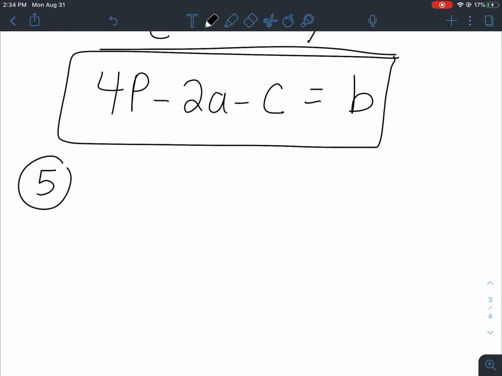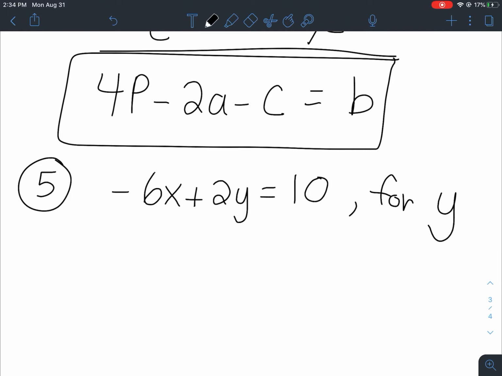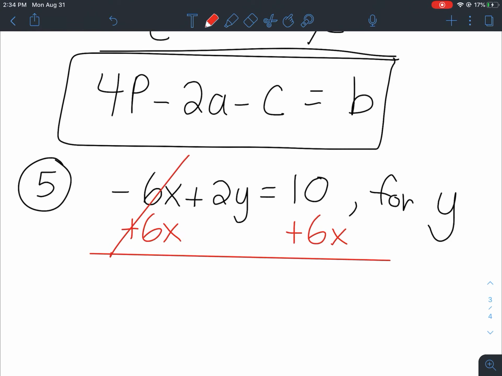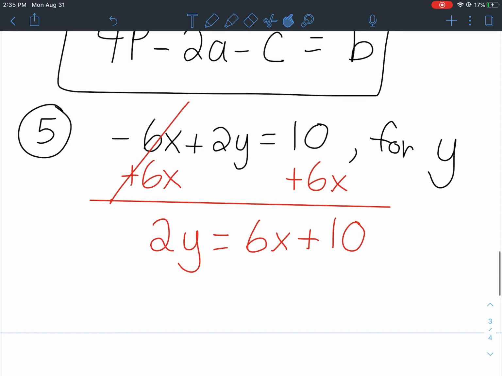Okay, moving on to the next one here. Number 5, we have negative 6x plus 2y equals 10. And we are trying to solve for y. So this is similar to one we did in class. If you're trying to get this by itself, you have to get rid of the minus 6x first. We do that by adding 6x to both sides. So now you have 2y. You could either put 10 plus 6x or 6x plus 10. I'm going to put 6x plus 10 because once we start dealing with linear equations and graphing, you're going to want to put it in this form.